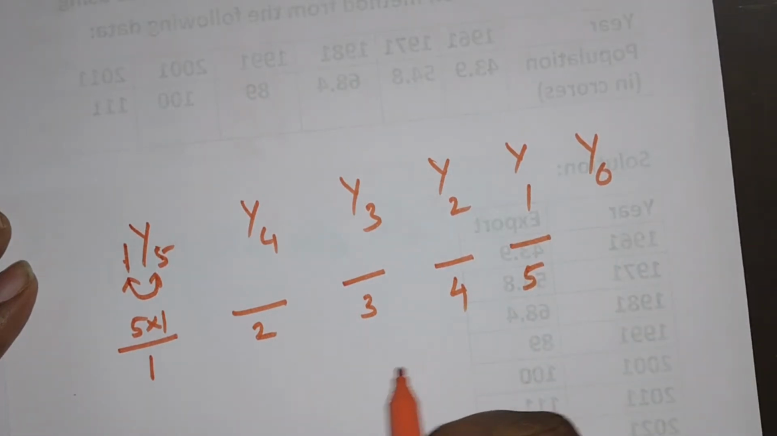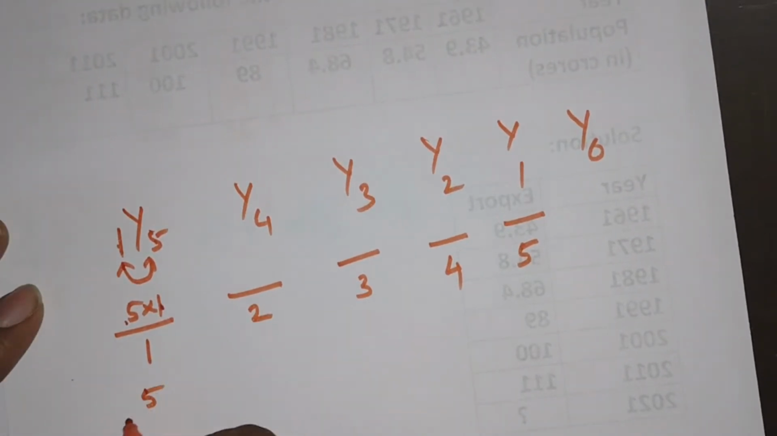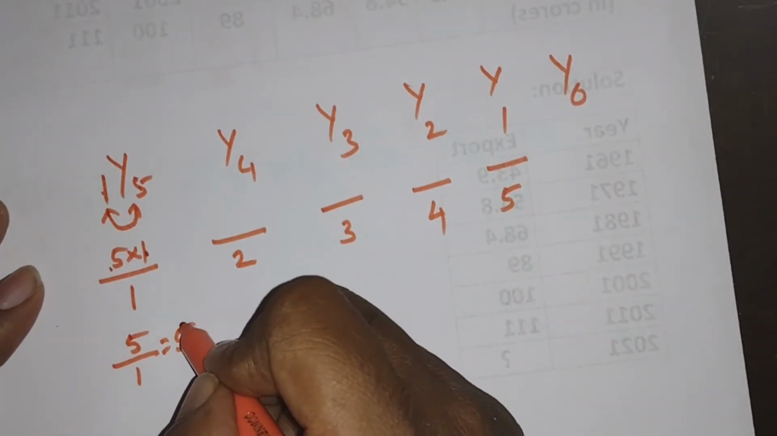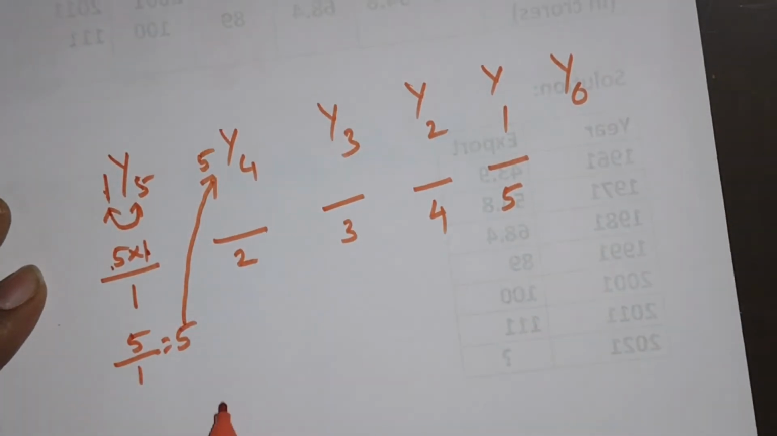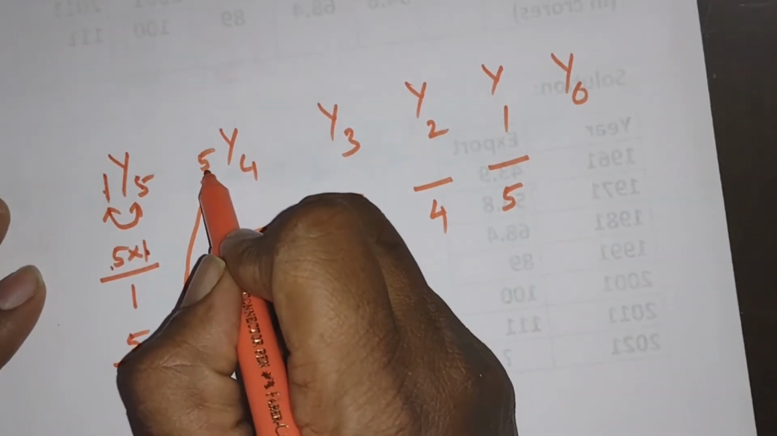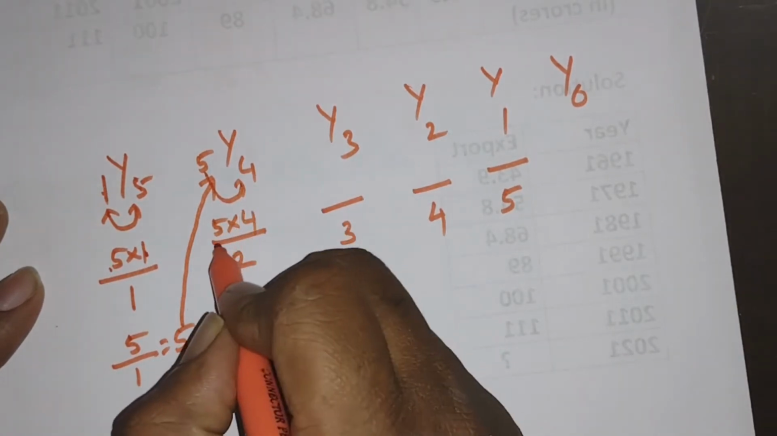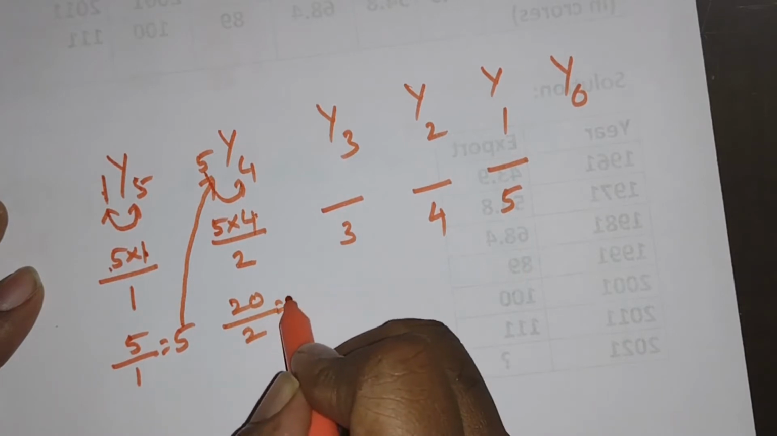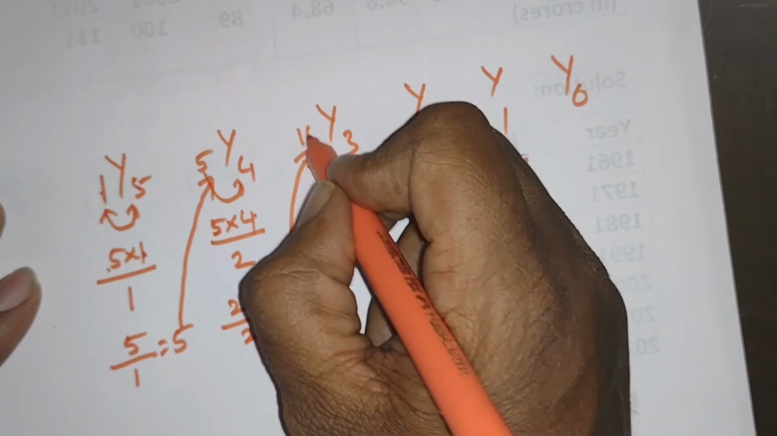Now you see that 5 ones are 5. 5 divided by 1, what you get, it is 5. That 5 only we should take it here. Now what you have to do, multiply this 5 and 4. 5 into 4, 5 fours are 20. 20 divided by 2 you get 10. That 10 only appears here.